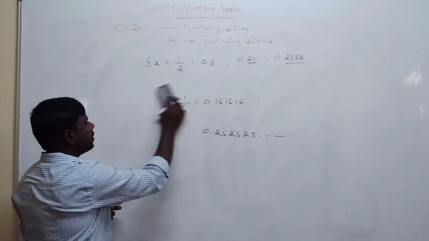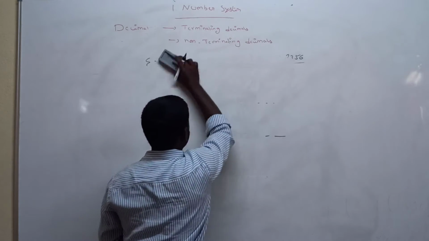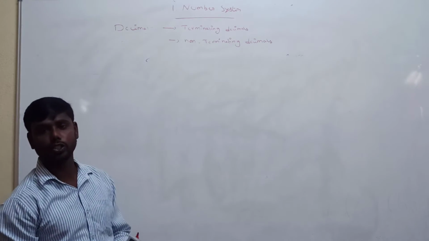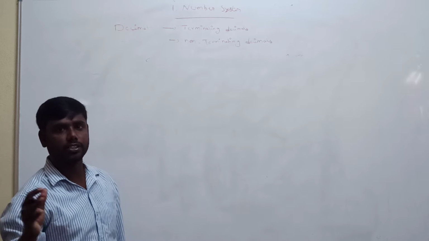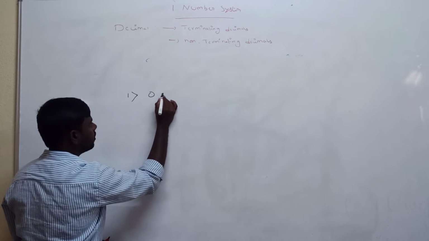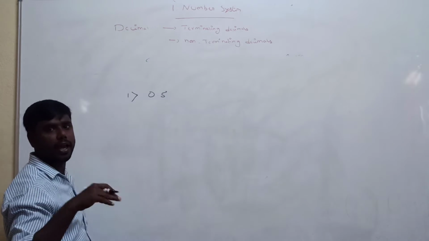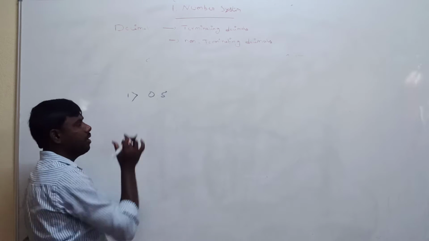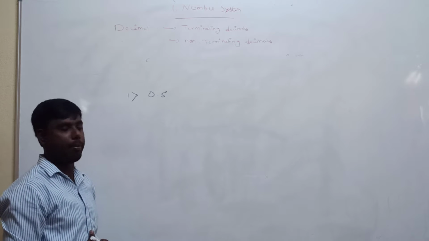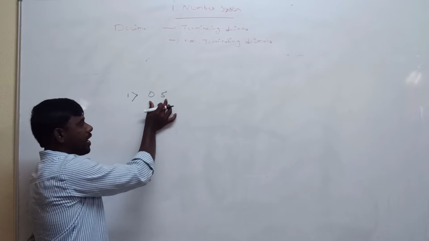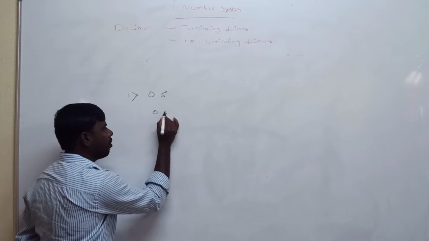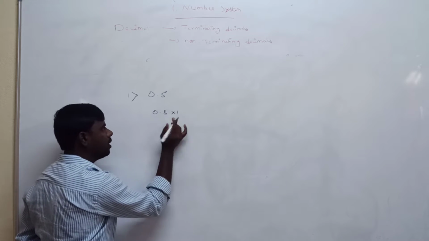Now, how do we convert decimal values to rational numbers? First question: convert 0.5 as a rational number. This is a finite decimal number. To convert a decimal to a rational number, take 0.5 and first consider multiplying by 1.